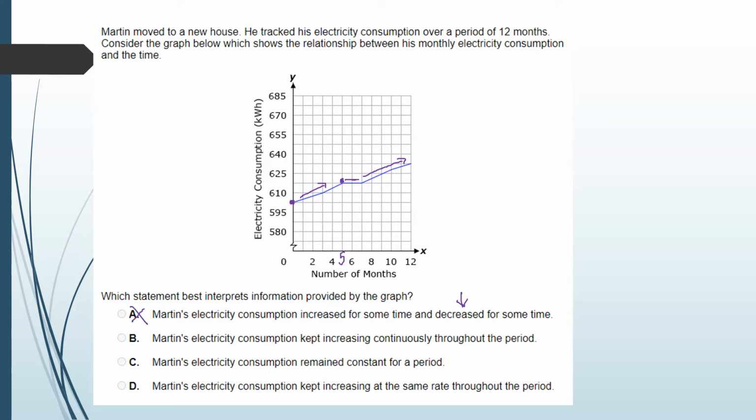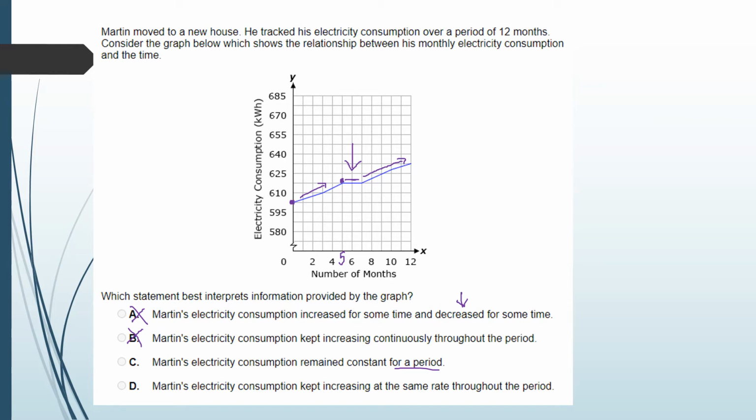Martin's electricity consumption kept increasing continuously throughout the period. Well, there was this period right here in the middle that kind of flatlined. It stayed the same, so it wasn't increasing during that. Martin's electricity consumption remained constant for a period, which means for a short time, his electricity consumption remained the same. So that one sounds pretty good.